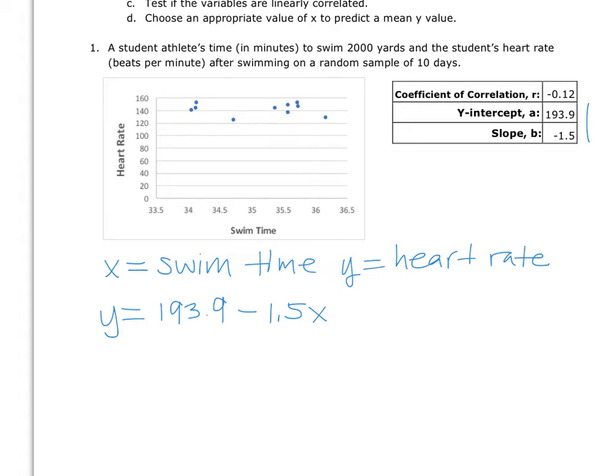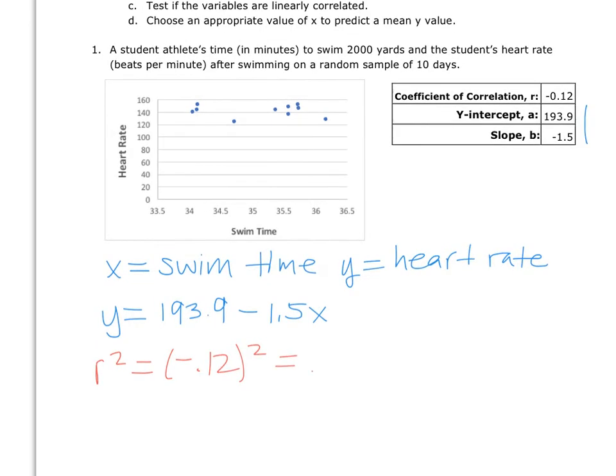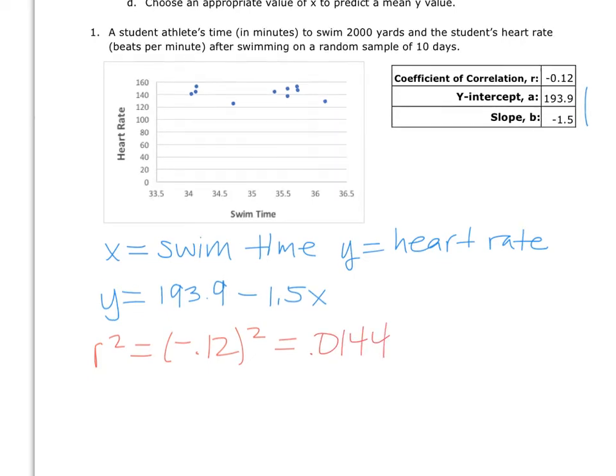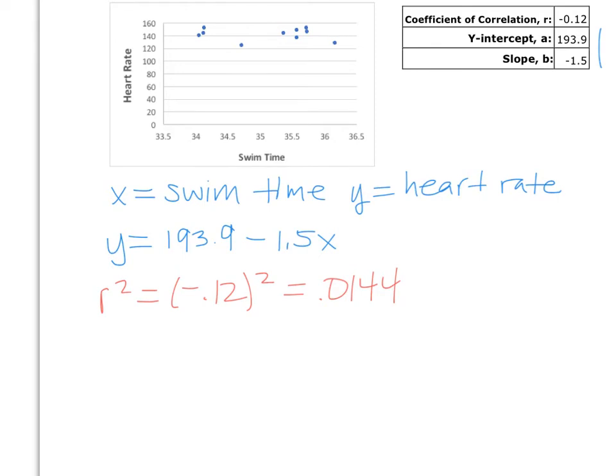The next thing we want to do is calculate r squared. R is given to us, negative 0.12. If we square that, we get a positive 0.0144. Usually we write r squared as a percentage, so we round to 2 decimal places and write it as a percentage, which is 1%.